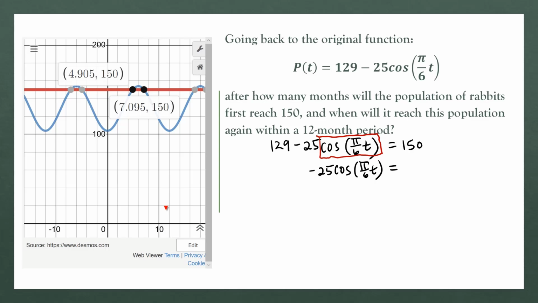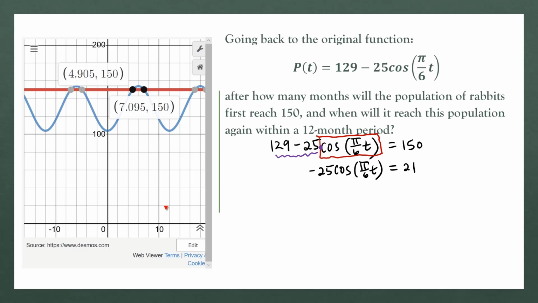minus 129 is 21. Just a side note here, sometimes students make the mistake of doing this subtraction. Order of operations says we always have to take care of multiplication before we do any subtraction. So this problem is actually not subtracting the 129 and the 25. This 25 is connected to the cosine of pi over 6t. We cannot combine that with the 129. They are not like terms.